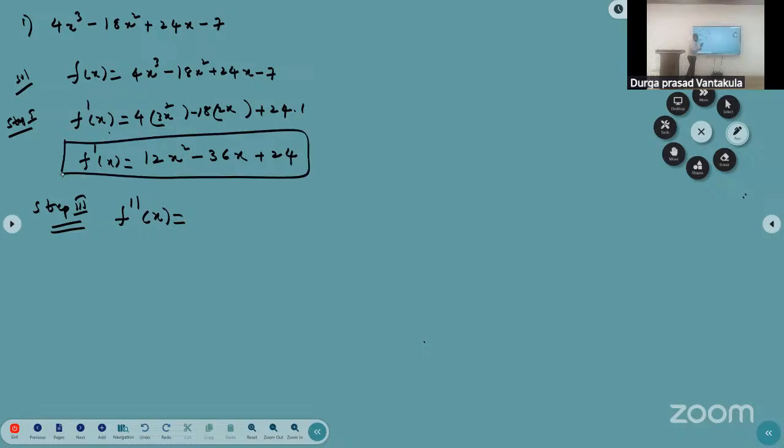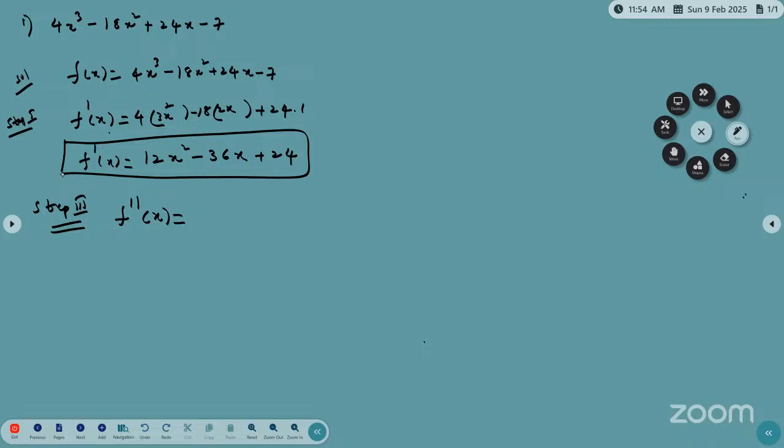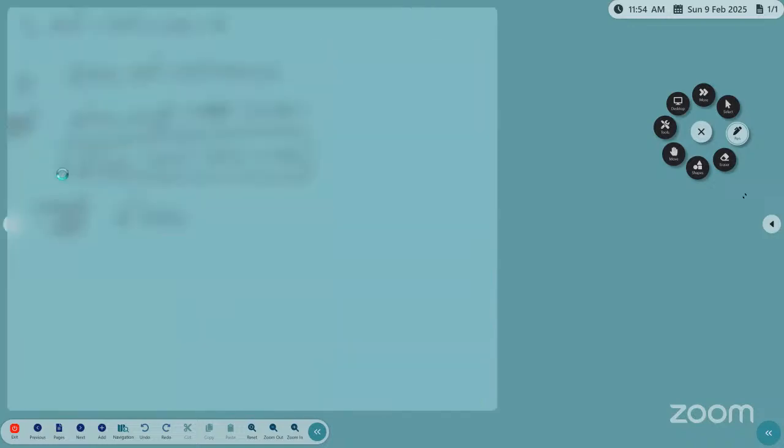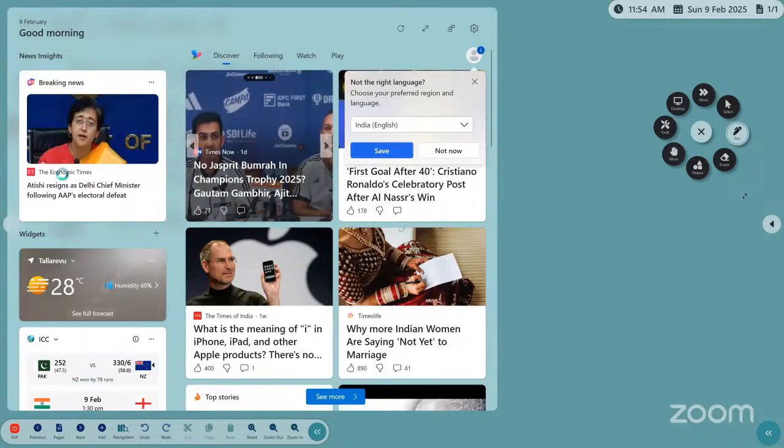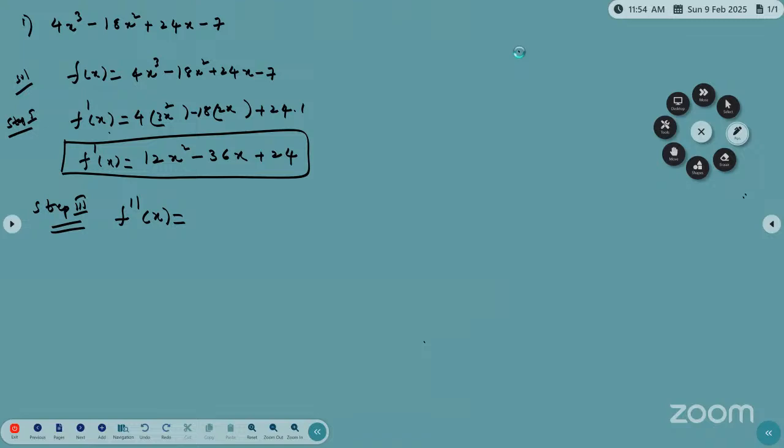Simple question. How to get the second derivative? If you differentiate the first derivative once again, that gives the second derivative. This is the first differentiation, right? Now, once again I am differentiating. Differentiation of x square, differentiation of 36x, differentiation of 24 is 0.